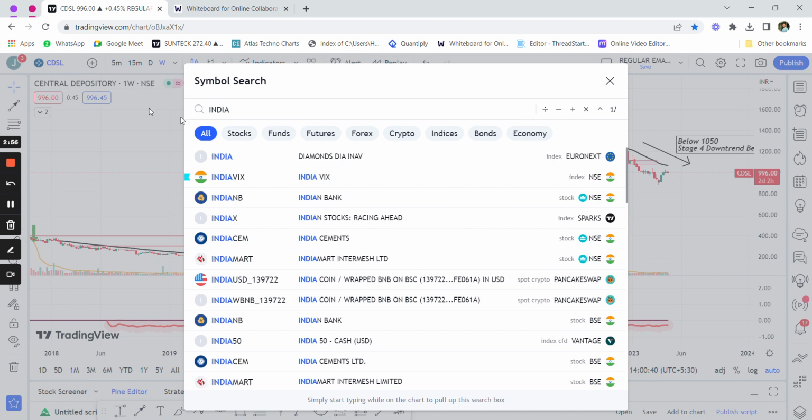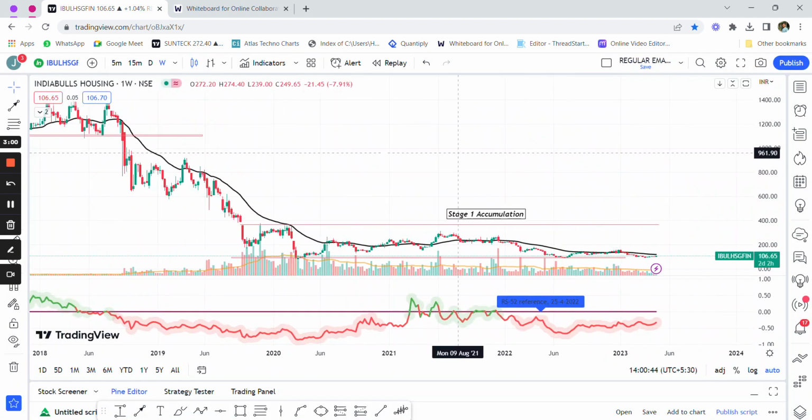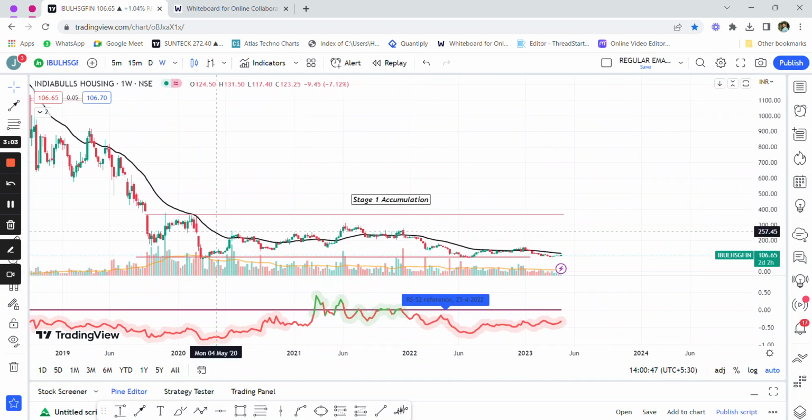Why can India Bulls Housing Finance not be a multi-bagger? Because you can clearly see the stock is in a stage 1 accumulation period and has been completely sideways. The relative strength has been negative, and for the stock to give us the stage 1 breakout and enter stage 2, it has to break out above 360 or 400 rupees or so. So first let the stock change its entire trend and then enter, because you never know how long the accumulation period is going to last.